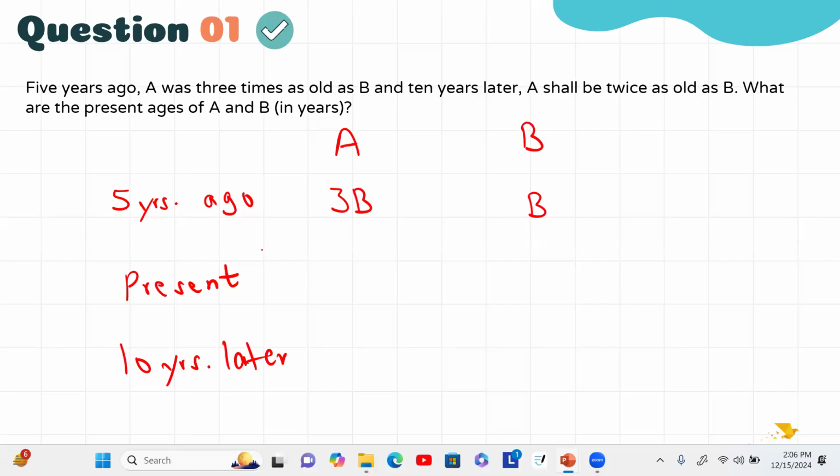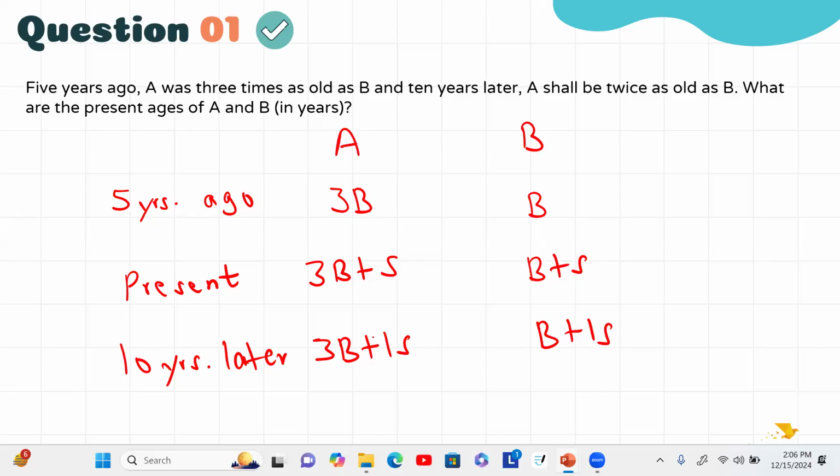Now, first step is done. We have assumed the values. Second step is to assume or to understand all the values as per what we think. So 3B was 5 years ago. So present may this person will become 3B plus 5 and this will become B plus 5. 10 years later, this will become 3B plus 15 and this will become B plus 15.